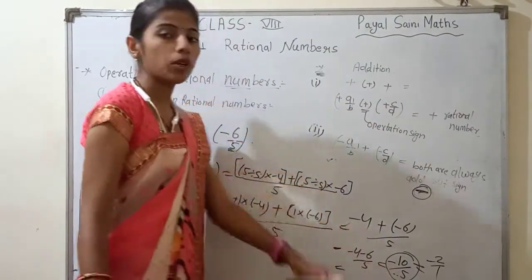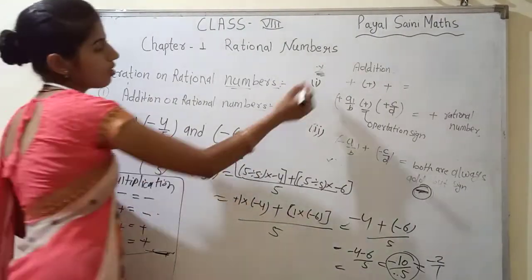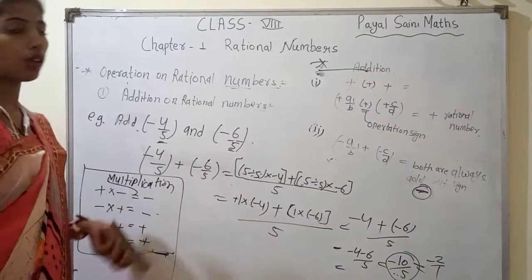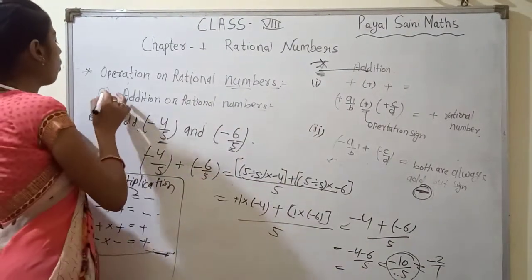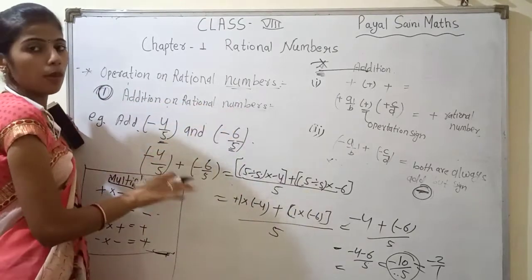But it's very important. If you don't remember these rules for addition and multiplication, then you can't solve any question. Like that, your first operation, addition of rational numbers, is completed.